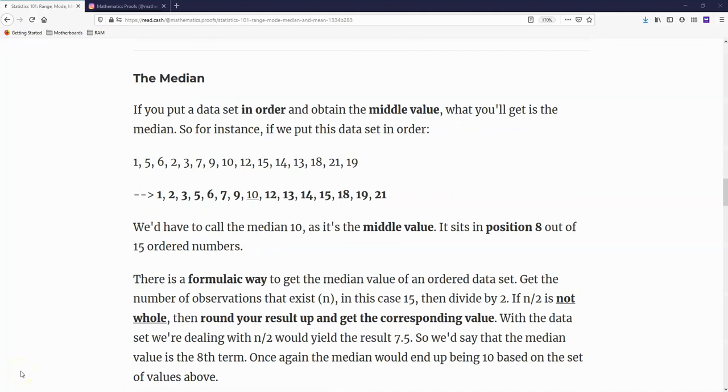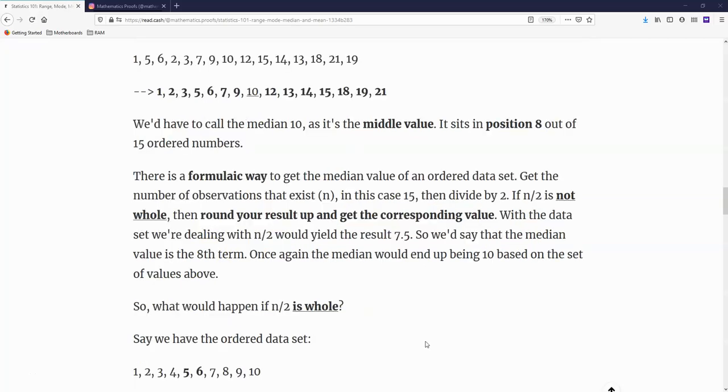Moving on to the median. If you put a dataset in order and obtain the middle value, what you'll get is the median. So, for instance, if we put this data set in order, we'd have to call the median 10, as it's the middle value. It sits in position 8 out of 15 ordered numbers.